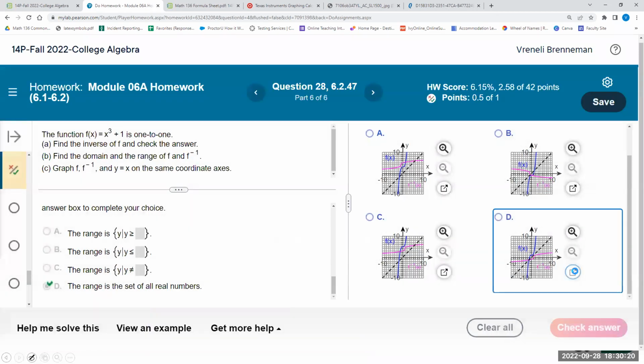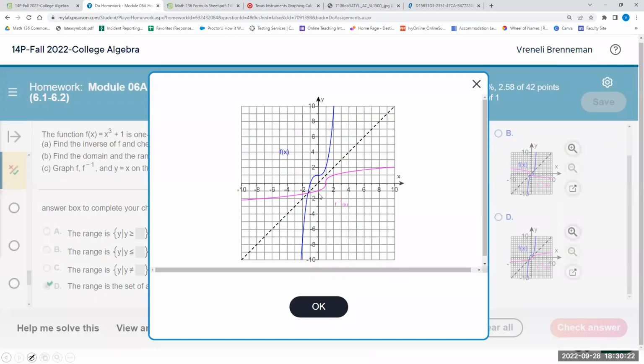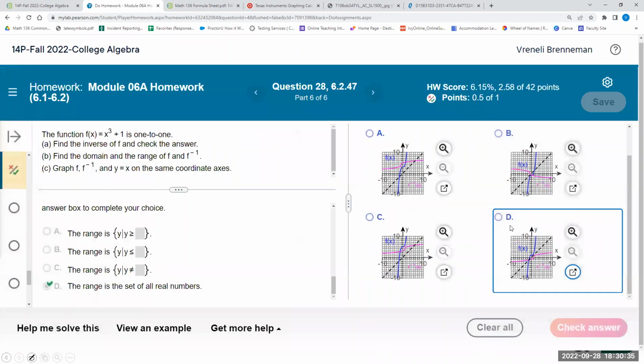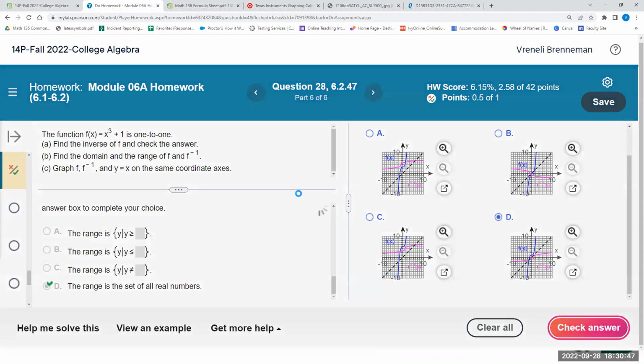But if you look at D here, where each of them crosses that line is also where they intersect each other. And you see that that's the line of reflection. That's the mirror that they're reflecting over. That's the correct graph. So that's what you want to watch for on the graphs. When it's multiple choice, you don't really have to know how to graph x cubed plus 1 or its inverse. You just have to know where they need to intersect.